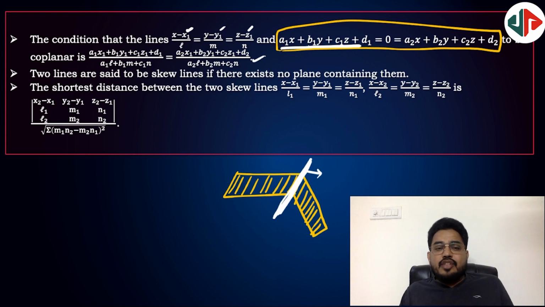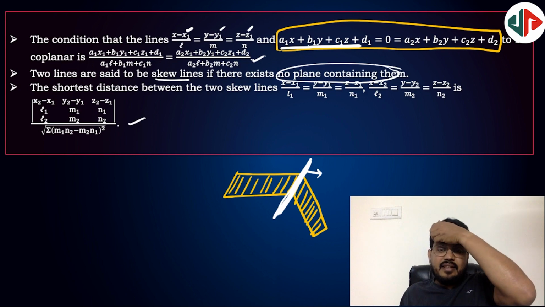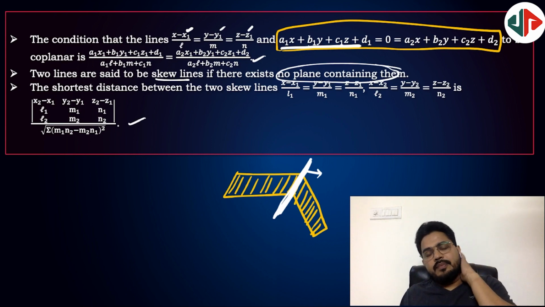Two lines are said to be skew lines if there exists no plane containing them. Okay, the shortest distance formula. Here again, we have given the shortest distance formula.